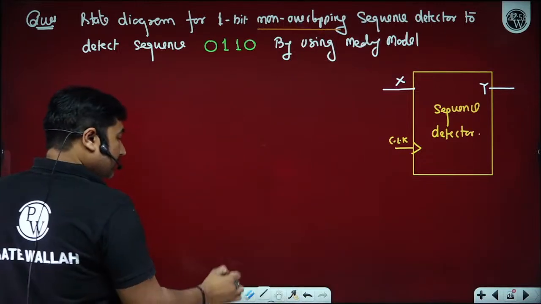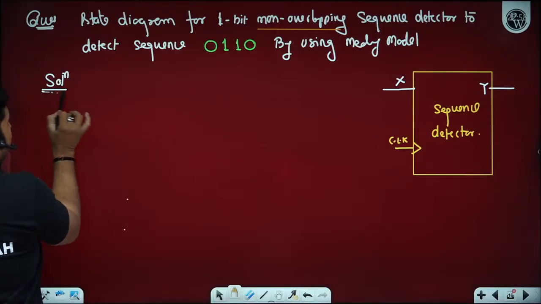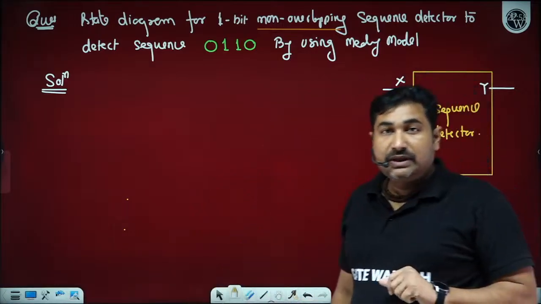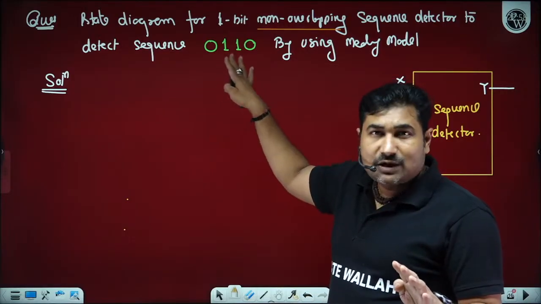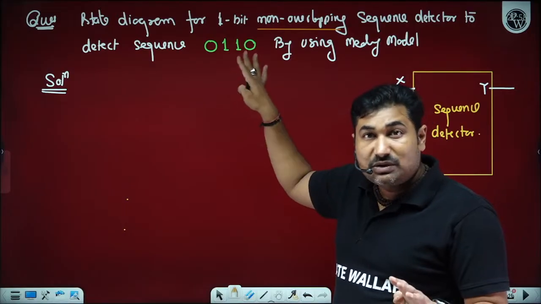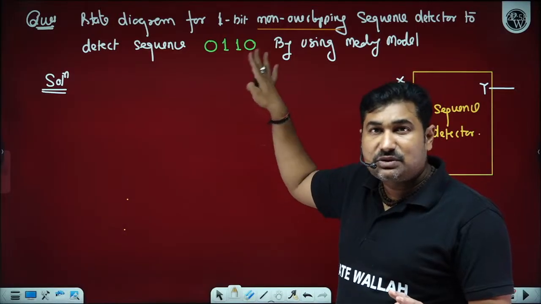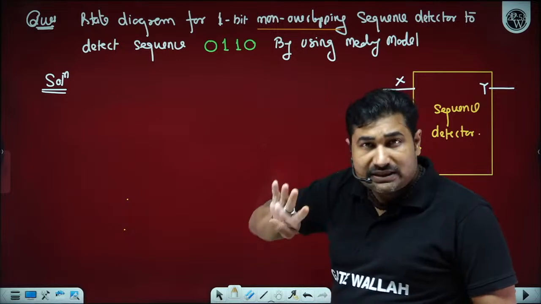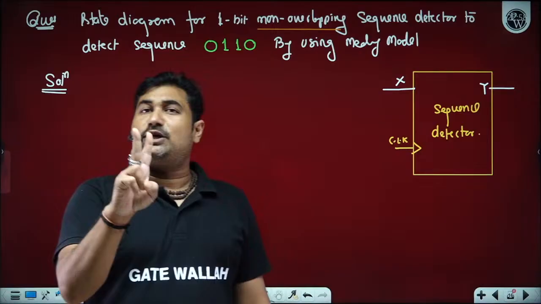Now please observe. First of all, please let me know by writing in the comment section how many states are required if we want to design using the Mealy model. The number of states in a Mealy model sequence detector is equal to the number of bits. How many bits are there? 1, 2, 3, 4. 4 bits. So 4 states. For 4 states, we require 2 flip-flops.